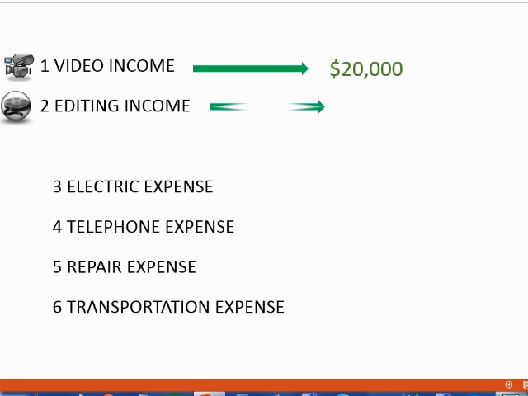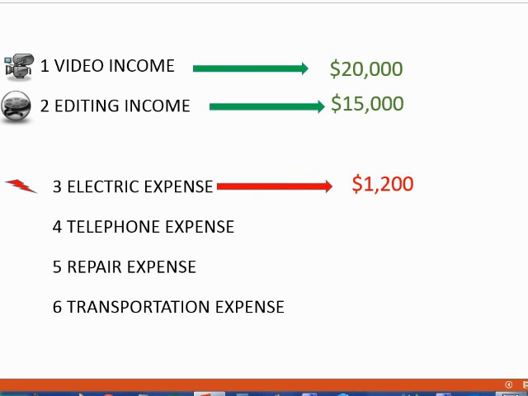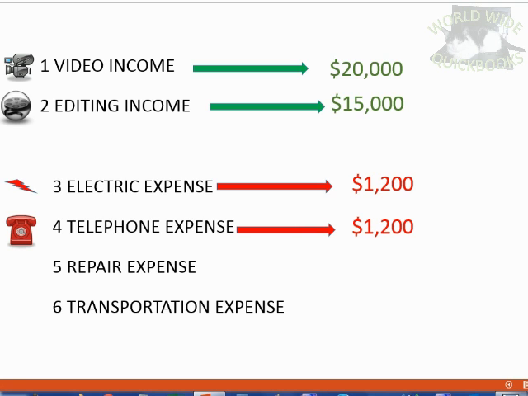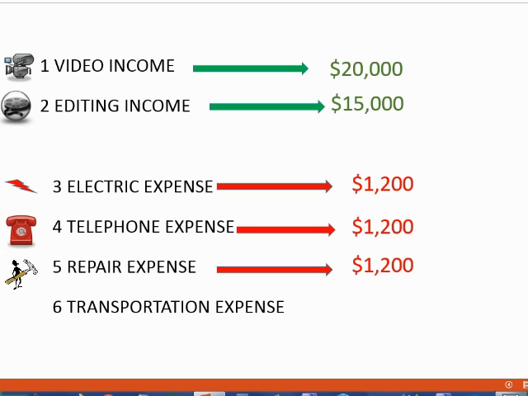Let us also imagine that the total money that came in from editing was $15,000. Let's imagine the total Holden paid for electricity during that same period of time was $1,200. Let's imagine the total he paid for telephone was also $1,200. In fact, to keep the example simple, let's imagine that the amount he paid for repair and the amount that he paid for transportation were all $1,200. This will be easy for us to remember the individual amount of each expense.